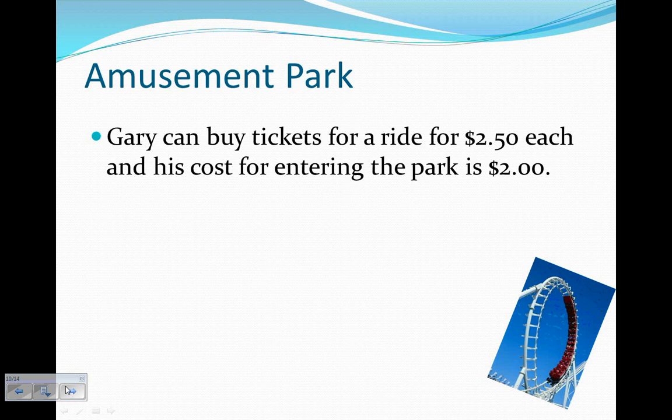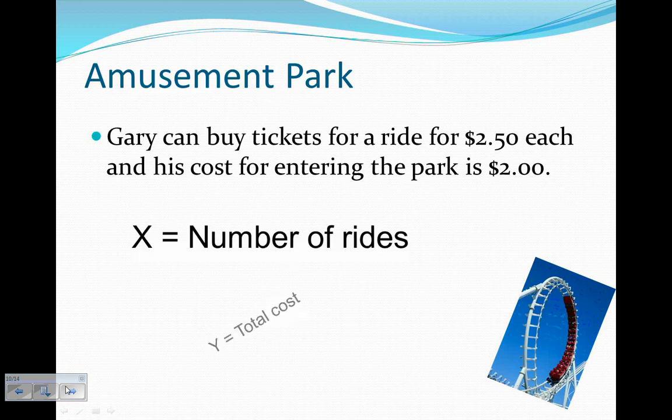The next thing, what about my independent and dependent? What is my x and my y? My x is my independent. So what is my x talking about? My x is going to be the number of rides. And my y is going to be the total cost. Remember, dependent is always total something. My number of rides is x.